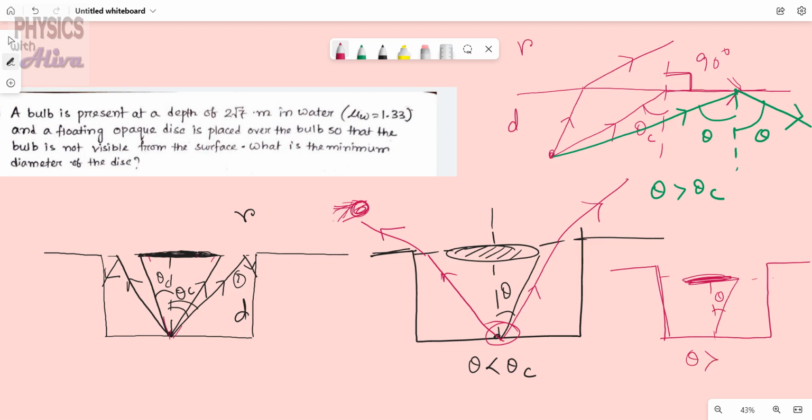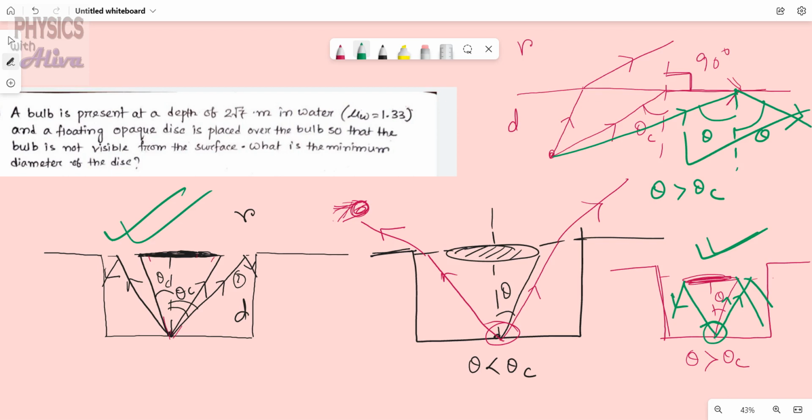If theta is greater than theta c, then for each and every ray, for this ray and for this ray, all the incident angles are greater than the critical angle. For all these rays, total internal reflection will happen. So no ray will come to the rarer medium, and from the rarer medium we cannot see the bulb. So this case and this case are allowed here, right?